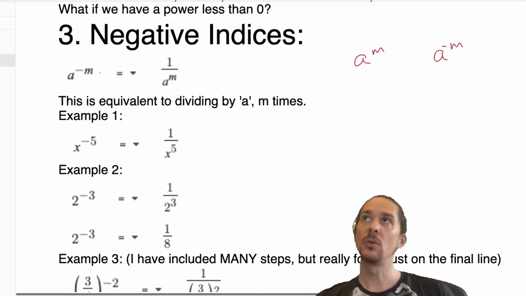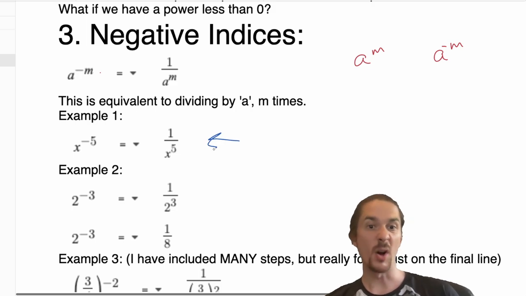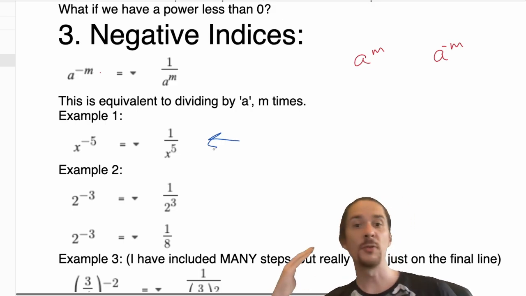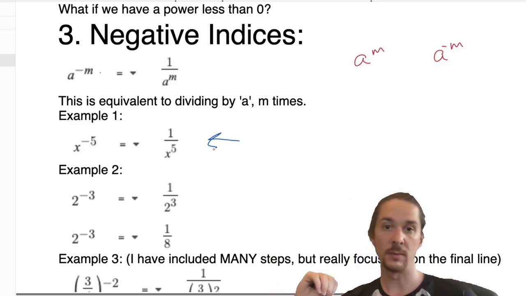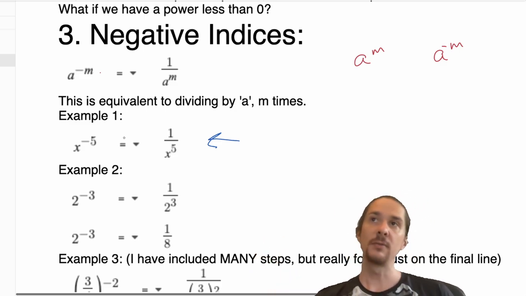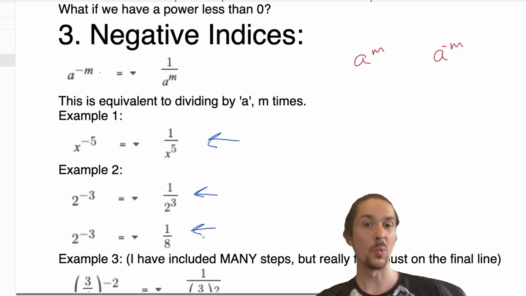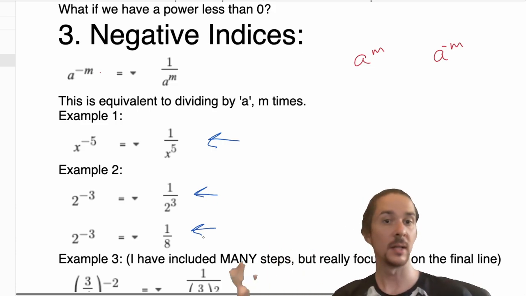And typically all we're going to be asked to do is to rewrite with a positive index, which means if you have x to the power of negative 5, we just say it's 1 over x to the power of 5. If you have 2 to the power of negative 3, that's 1 over 2 to the power of 3, and we can evaluate that. That's 1 over 8. 2 to the power of 3 is 8.